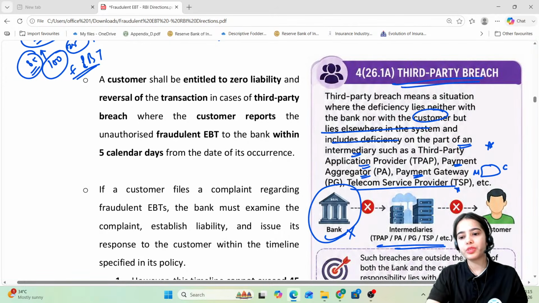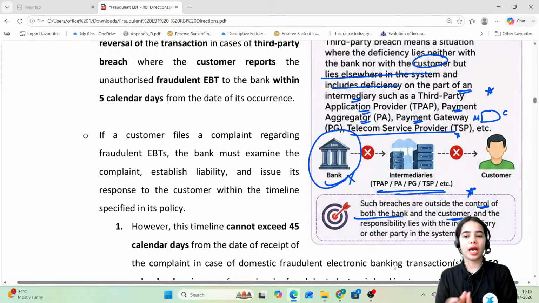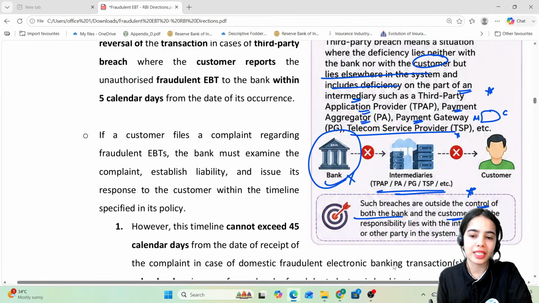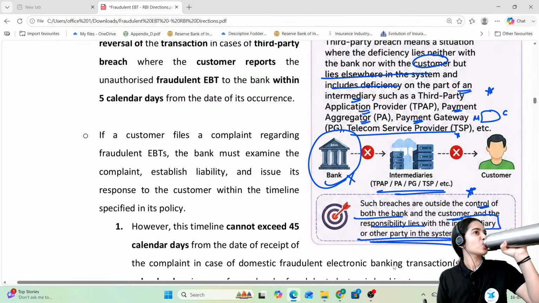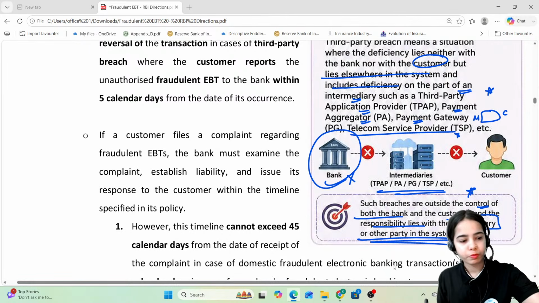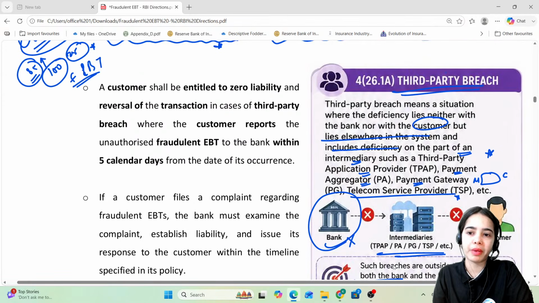So in this case, such breaches are outside the control of the bank and the customer. These breaches are outside the control of the bank and the customer, and the responsibility lies with the intermediary or other party in the system. Okay. So till now everything clear? So this is the third party breach.